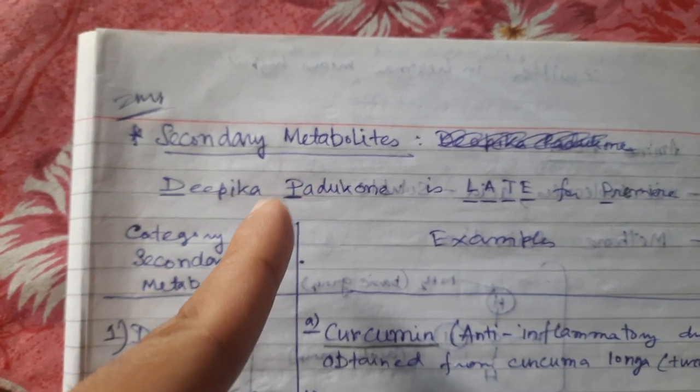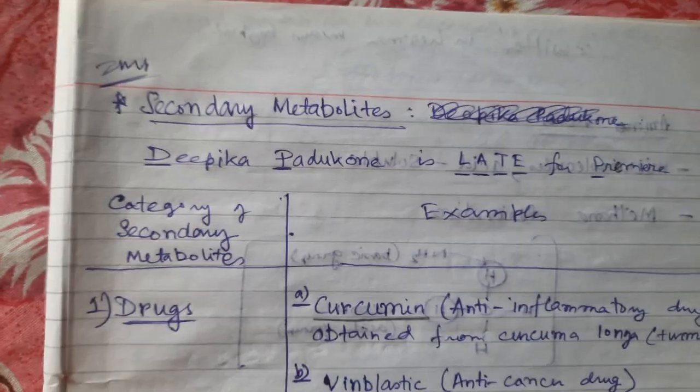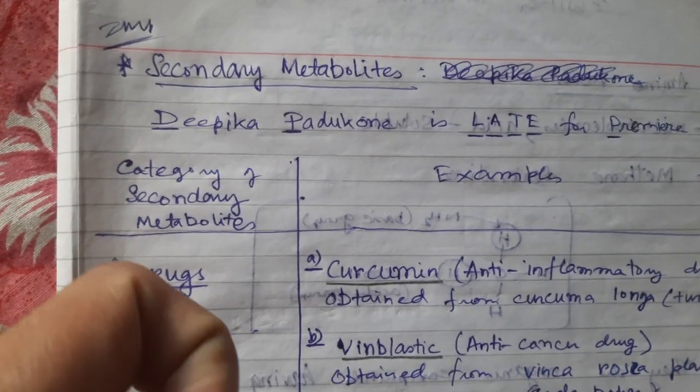Well, let's talk about secondary metabolites. So here's a mnemonic to remember the different types of secondary metabolites. It's Deepika Padukone is late for premiere. So the first, Deepika D, is drugs.